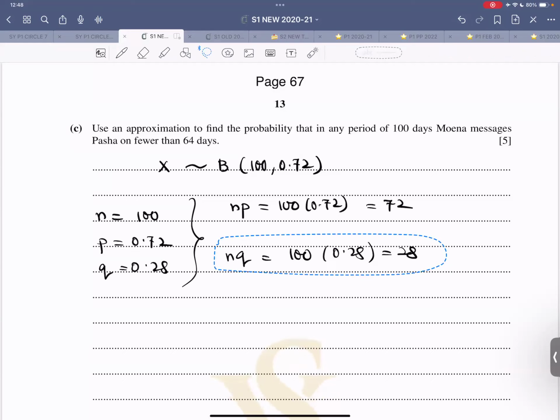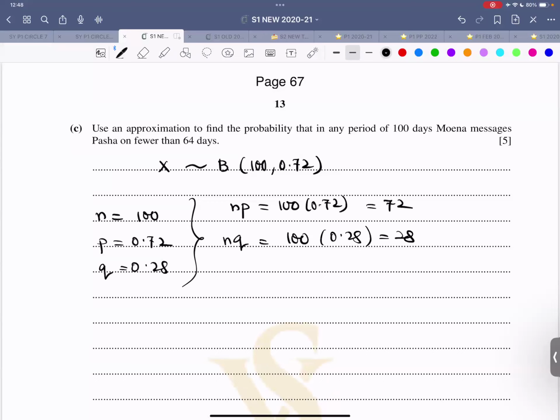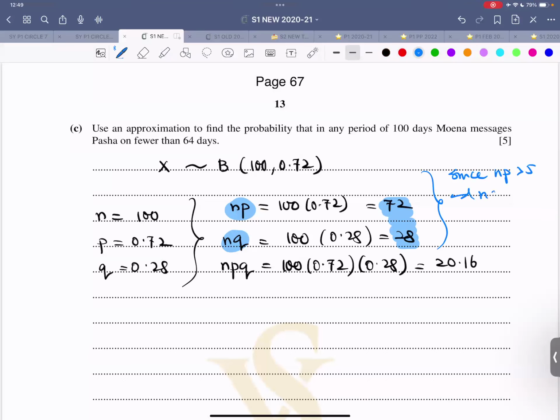Also, you need to calculate NPQ. So NPQ, that is 100 into 0.72 into 0.28. I need a calculator for this. So this comes out to be 20.16. First of all, justify that NP and NQ are greater than 5. So write it down, even though the examiner has not asked for it. Since NP is greater than 5 and NQ is greater than 5, therefore X follows a normal distribution, and we will write down the values.